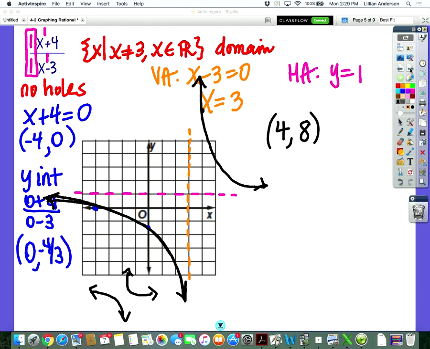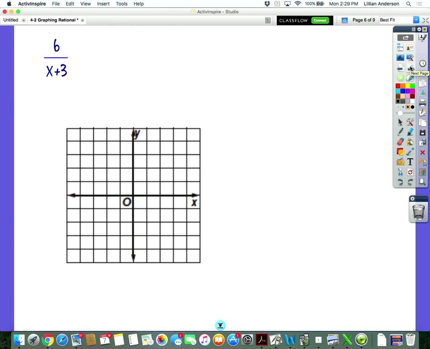Alright, so for this next one, 6 over x plus 3. I want you guys now to find all the properties. Find the domain, find the x and y intercepts, find the vertical asymptotes, find the horizontal or oblique ones. Do all of that. I'm going to give you 4 minutes to do that, and then we're going to come together and put it all together in a graph.